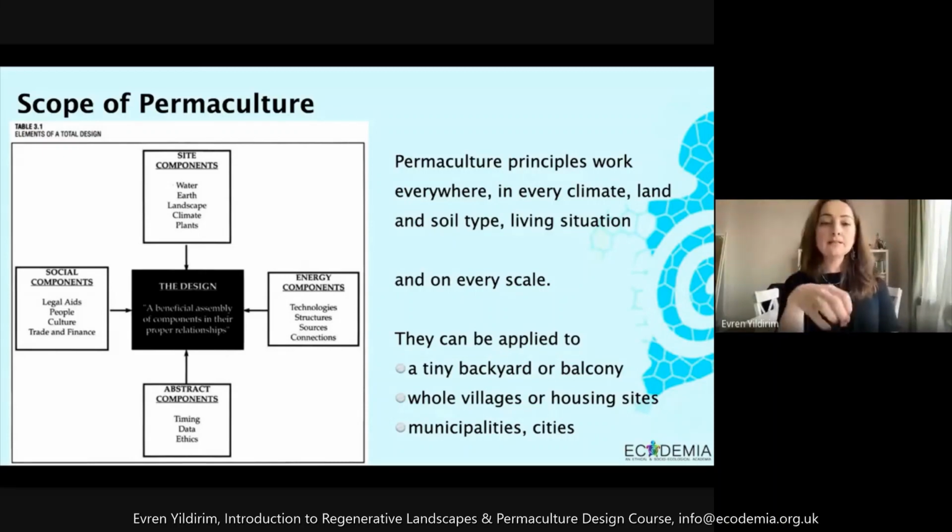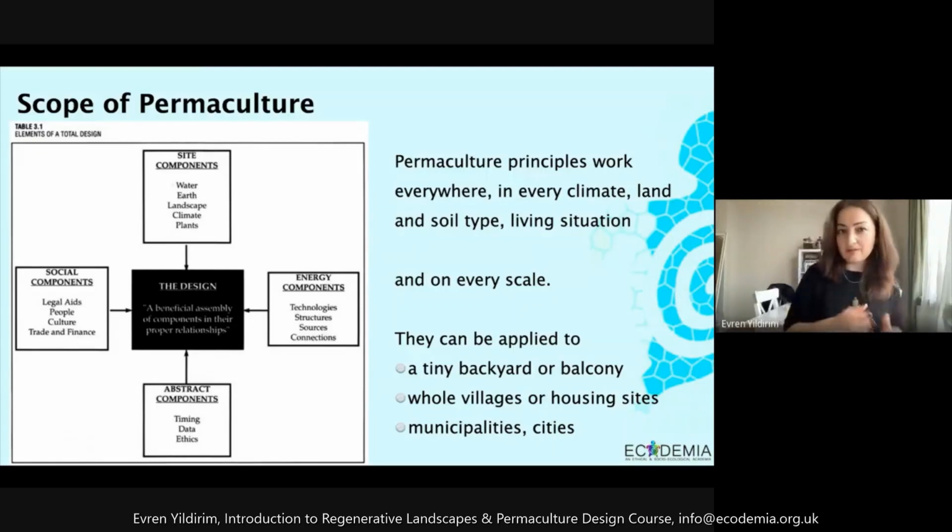And I'll talk about these tangible components we will be covering in design, like site components, energy components, design elements, but there is also an intangible side to permaculture design. We have to take into account intangible components like social components, people, culture, finance, trade, politics. We will also talk about them in the last chapter.